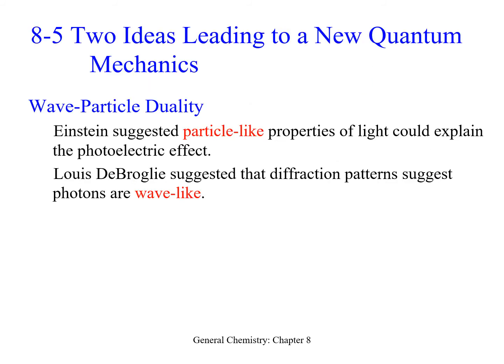Well, there are two ideas leading to the new quantum mechanics. There's the wave-particle duality, and we won't go through all the history or the math of that. But Einstein suggested that there were particle-like properties of light, and they could explain the photoelectric effect that we talk about. And de Broglie, around the same time, suggested that diffraction patterns that he observed in his experiments looked wave-like. And so depending on how you're looking at it, it can be either a particle or a wave depending on which experiment you're looking at.